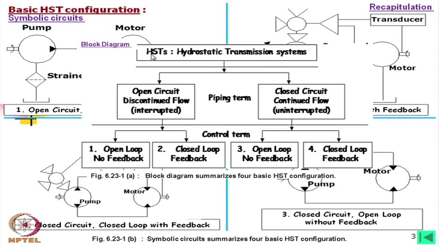You see, when we use the HST term, many people write that it is a hydrostatic transmission system. No, it is not for hydrostatic transmission system. The HST word comes from hydrostatic transmission only, the S, the static, that S is here. Now, when we add the systems, then S will come here. So, this HSTS means hydrostatic transmission systems. Now, as we have seen, the piping term or circuit term: open circuit, discontinued flow, interrupted flow, and closed circuit, continued flow, uninterrupted flow. And then both may be open loop, no feedback, or closed loop with feedback. This part is also the same.